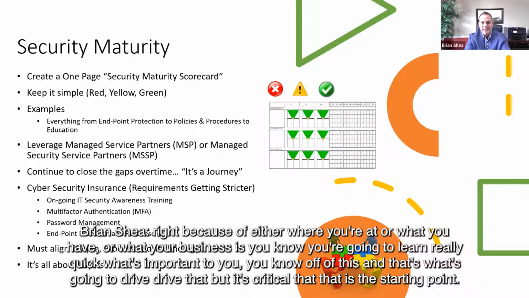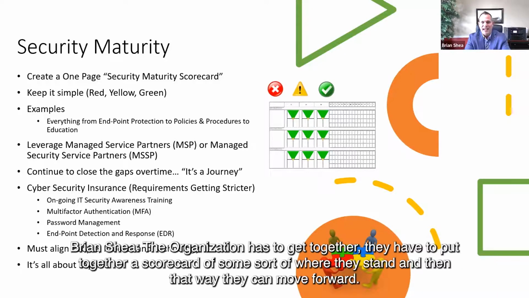But it's critical that is the starting point. The organization has to get together. They have to put together a scorecard of some sort of where they stand. And then that way they can move forward.